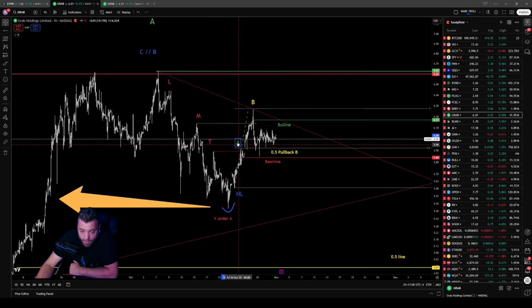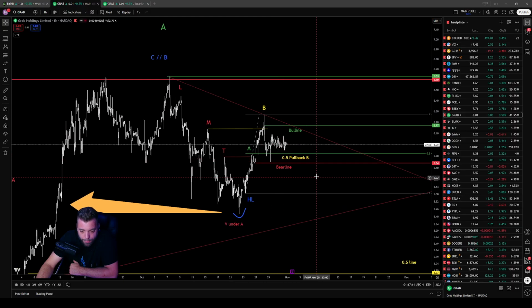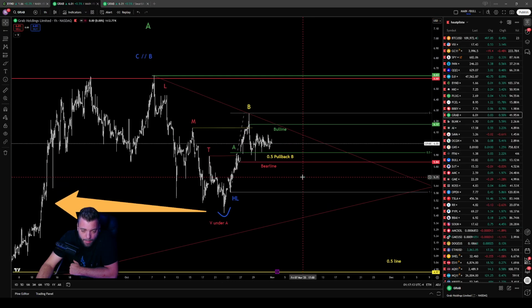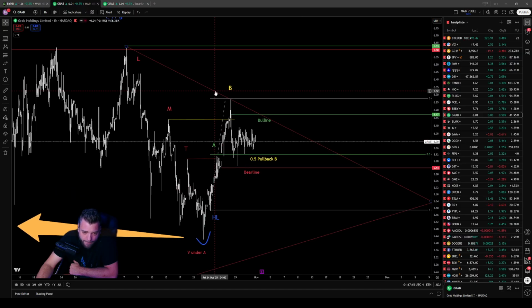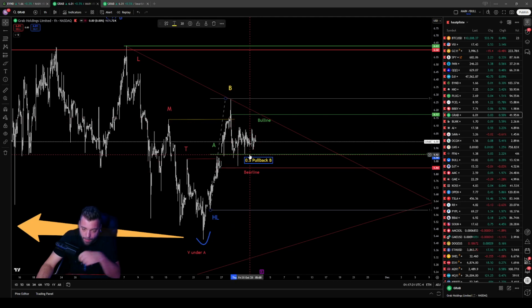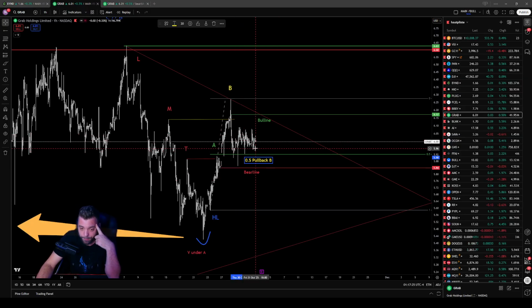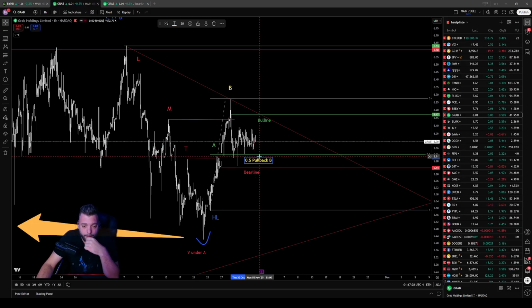You did your little A again. Perfect lineup with the T. You did your little B peak, which is a little bit higher than your M. And you're in the pullback of a little B. And you touched already the 0.5 line, which is here. And since then, you're just sideways. So this fractal is waiting for something.